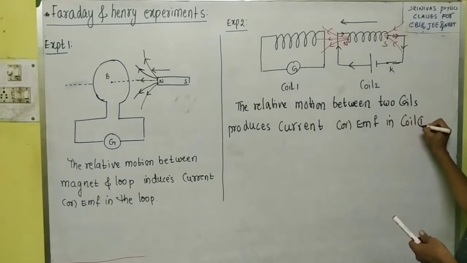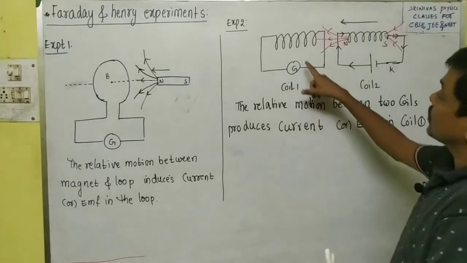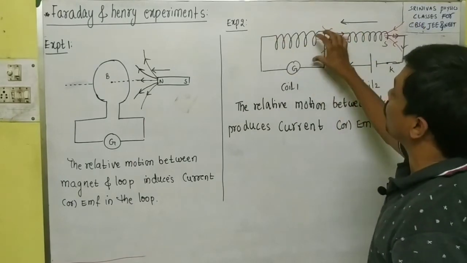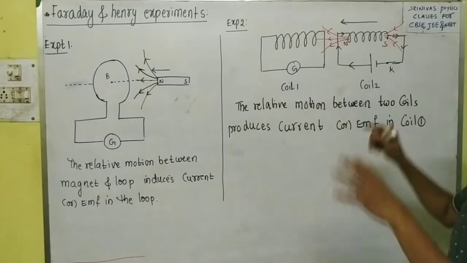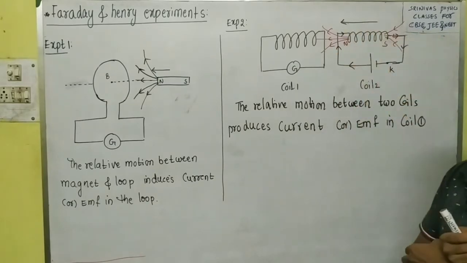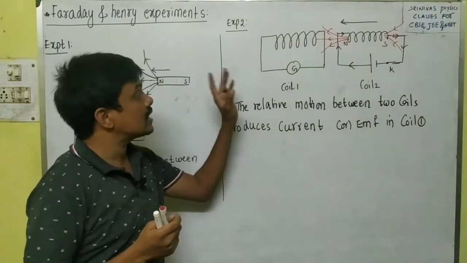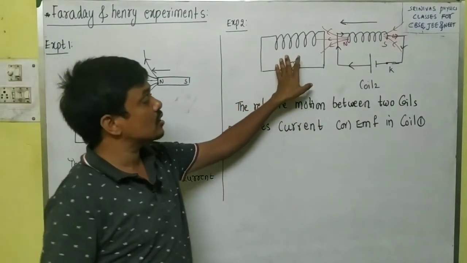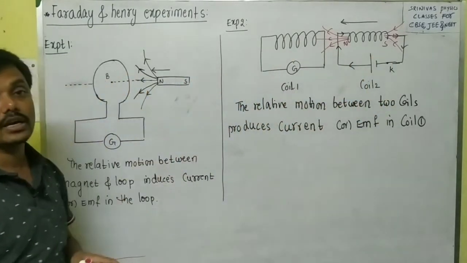Look here, these two coils are there. But here you can move either coil 2 or coil 1. You observe the same thing. That means the galvanometer is deflecting. But if you keep the two at rest, then it will not give any deflection. That means compulsorily any one of the coils should be moved. That means the relative motion between one coil with respect to another coil produces the EMF.